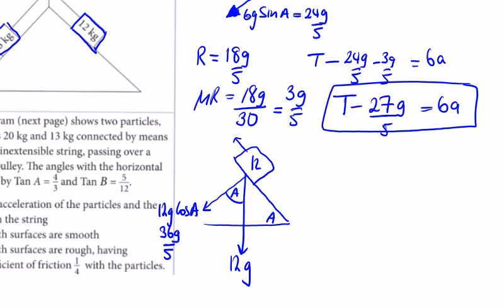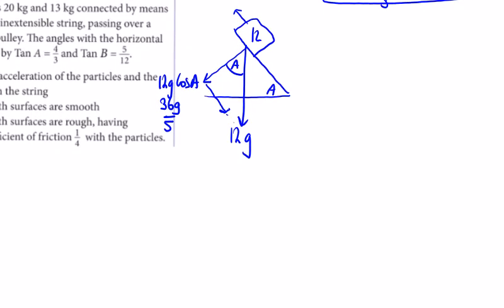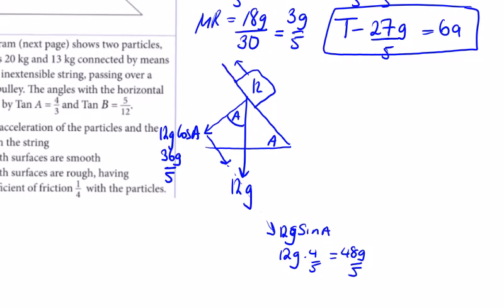And in this direction here, I'm just going to bring it a bit further. This direction here we have 12g sine A, which is 12g by 4 over 5, which is 48g over 5. We also have mu in this direction, and this is the tension on the string, so we have mu R going back in this direction.